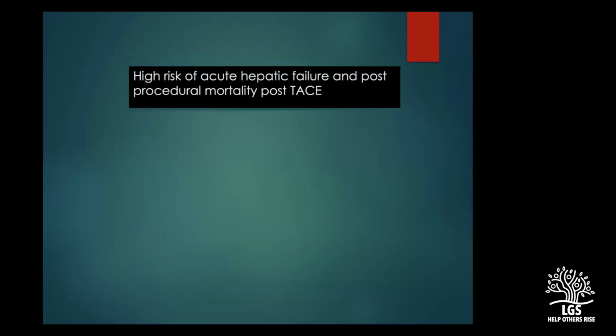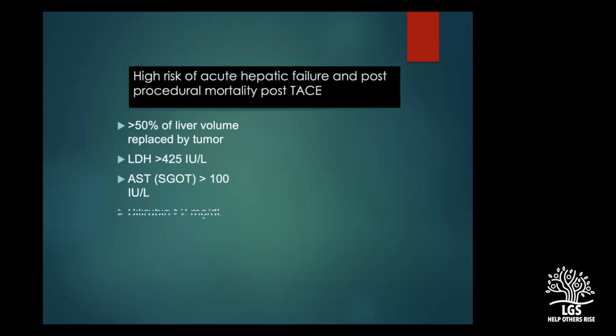Now, what predicts the hepatic failure rate? What predicts the post-procedural mortality post-TACE? If more than 50% of the liver volume is replaced by tumor, if the LDH is high, if the AST is high, if the bilirubin is more than 2. Ideally, in our institute, for me, the bilirubin threshold is more than 3, more than 3.5. We can even go up to 4, provided we are super selective.